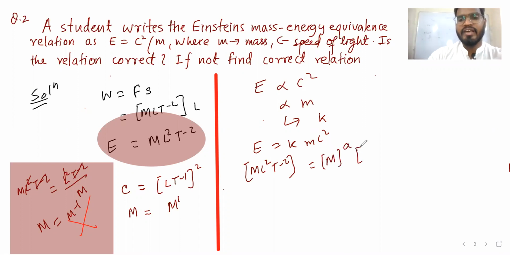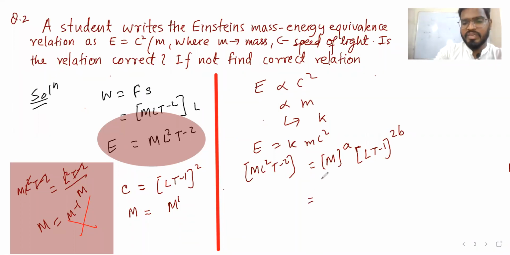Let's take A. And then what? C, right? C is how much here? L to the power L t to the power minus 1, right? Square of that, right? So L square. So square you can take here also. What is the problem? So 2B. Let's find A and B.